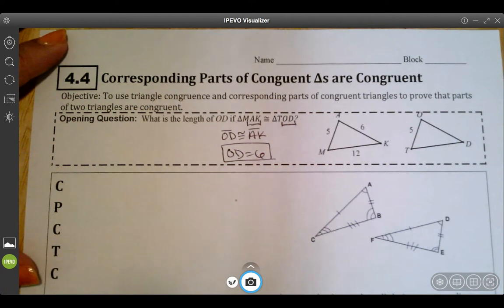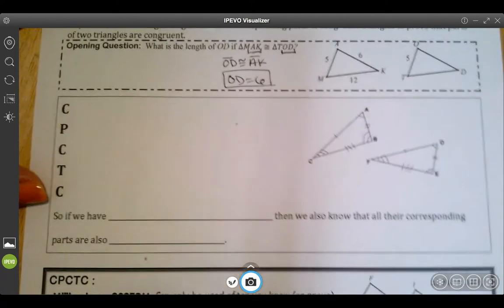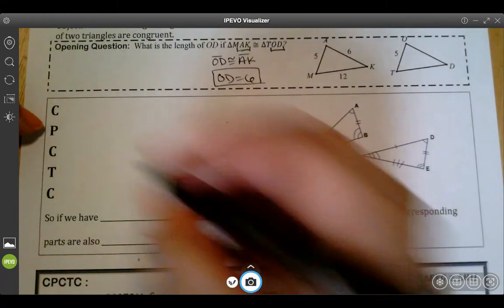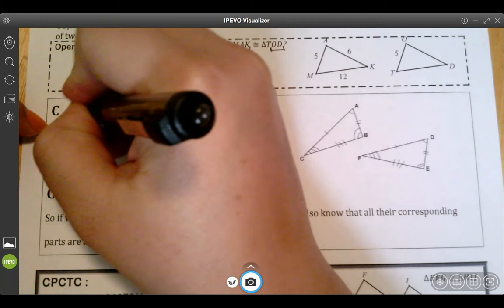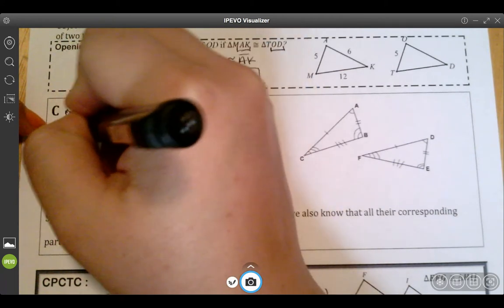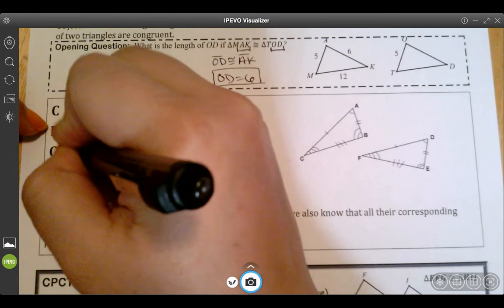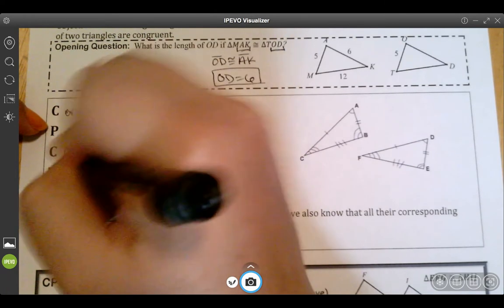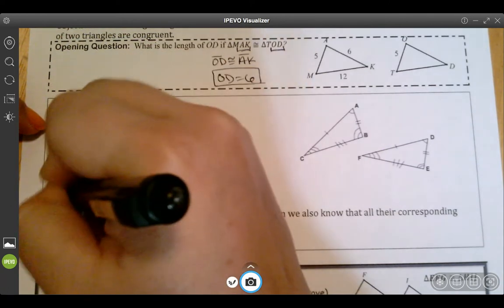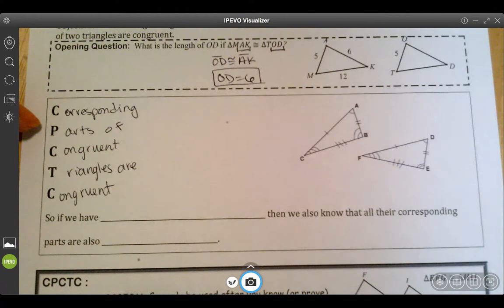Okay, and why can we say this? Well, the theorem, or the postulate rather, that we're using is CPCTC. And what that stands for is corresponding parts of congruent triangles are congruent. Corresponding parts of congruent triangles are congruent.